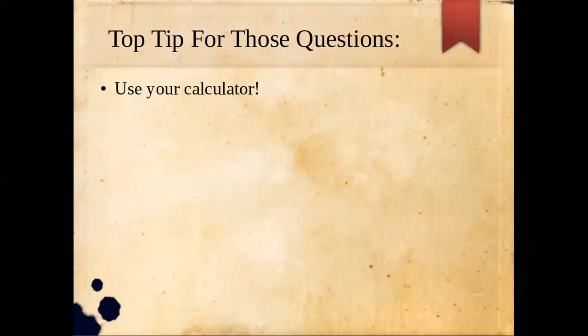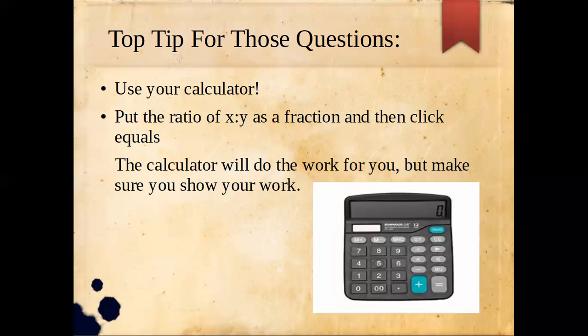So when you're doing ratios like this, there's a good tip you can use. If you use your calculator, we've got a ratio of x to y, okay? So all you need to do is instead of working it out by yourself, put the x part on top of the fraction, the y part on the bottom of the fraction, then you click the equal sign, and then it will reduce it down for you. It will write it down as a simpler fraction, and that will tell you the simplest ratio. So the calculator will do the work for you, but you need to make sure you show the work if the question has more marks.